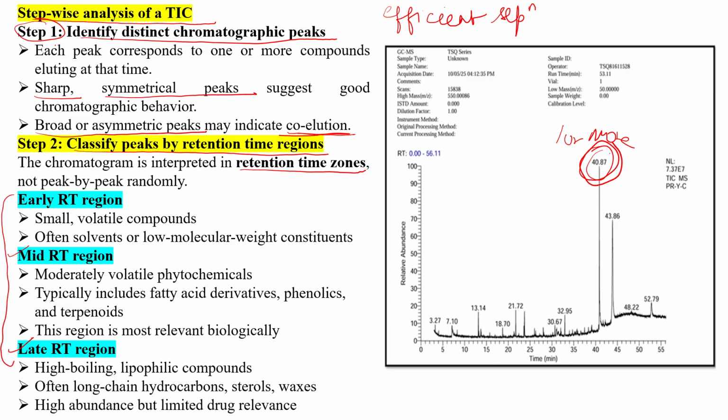अब अर्ली रिटेंशन टाइम रीजन जो होगा वहां पे स्मॉल वोलेटाइल कंपाउंड्स होंगे जो जनरली सॉल्वेंट्स और लो मॉलिक्यूलर वेट कॉन्स्टिट्यूएंट्स होंगे, और मिड आरटी रीजन में मॉडरेटली वोलेटाइल फाइटोकेमिकल्स होंगे. टिपिकली इसमें फैटी एसिड्स आते हैं, फिनोलिक्स और टर्पेनॉइड्स, and this region is most biologically relevant. तो मिड आरटी रीजन जो होता है वो सबसे ज्यादा रेलिवेंट होता है. और लेट आरटी रीजन जो होता है that is the high boiling lipophilic compounds, often long chain hydrocarbons, sterols, waxes, and high abundance but limited drug relevance. तो जो लेट आरटी रीजन में कंपाउंड्स होते हैं वो ड्रग रेलिवेंस उनकी कम होती है, although they are abundant. तो the most important region is the mid retention time region.